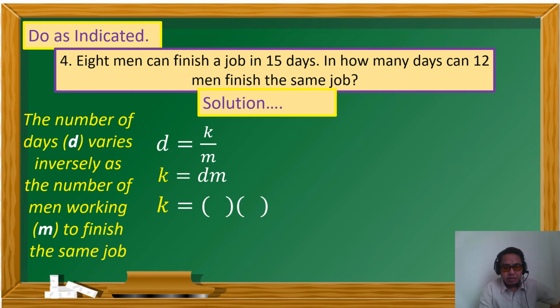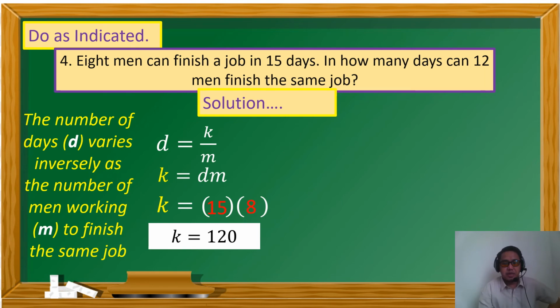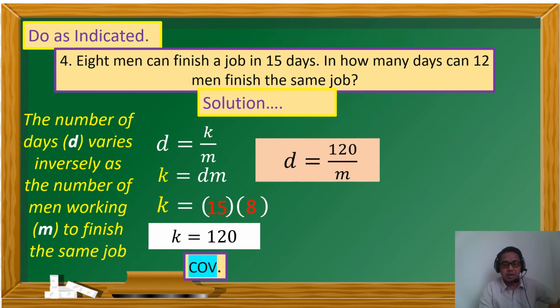So, K. Ang D natin ay 15. Okay, and then 8 men. So, 15 times 8 is 120. So, that is your COV. Again, pag nakuha mo na yung COV, ang susunod mong kukunin ay yung EOV, your formula. So, D days is equal to 120, di ba? Over the number of men.